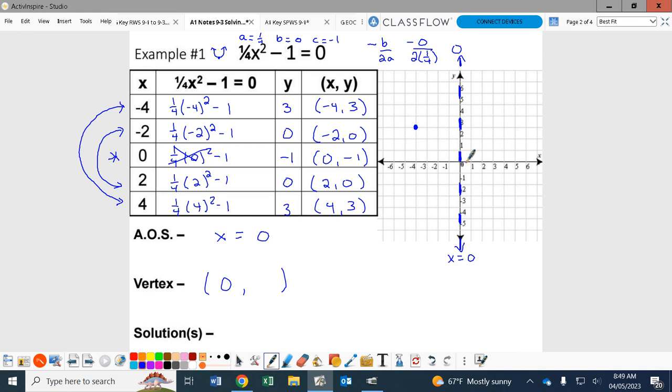-2, 0 means go to the left 2 and go nowhere for up or down. It does not move up or down. It is going to be right here on this axis. The next one is going to be 0, 1, meaning don't go left or right, go down to -1.